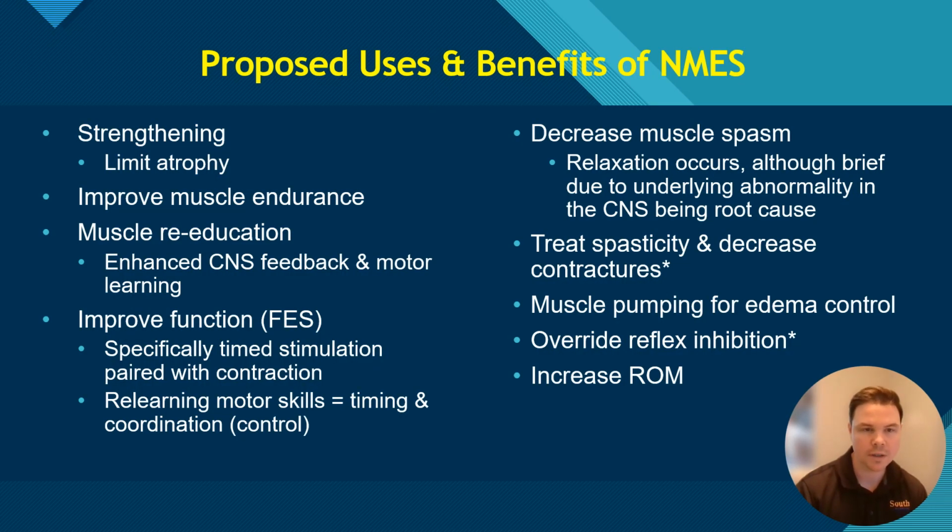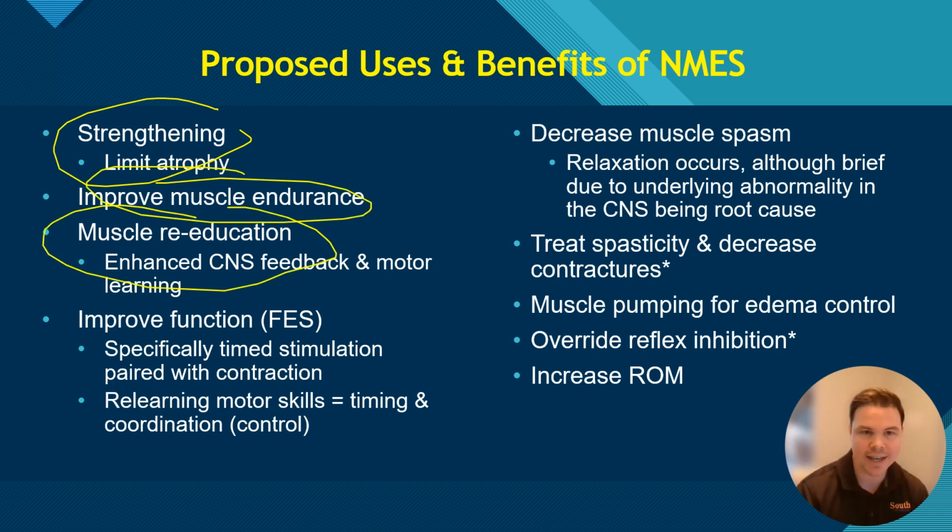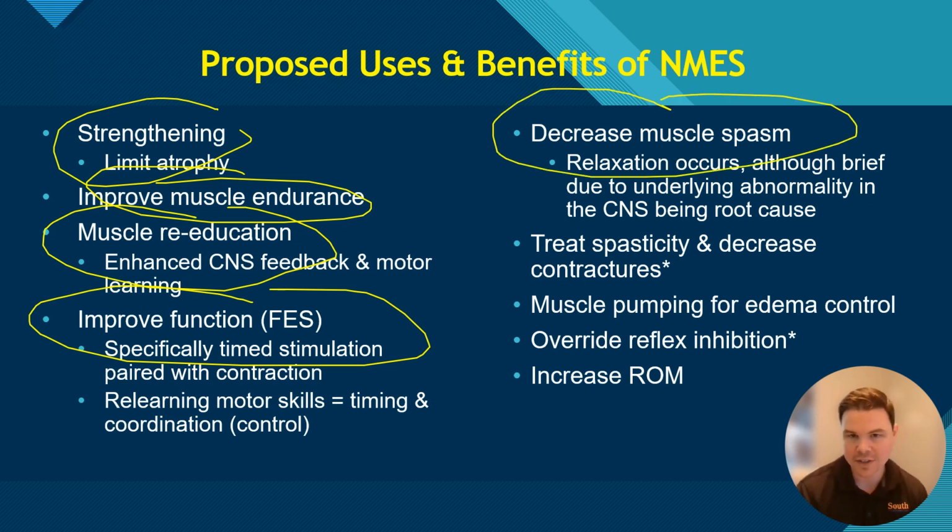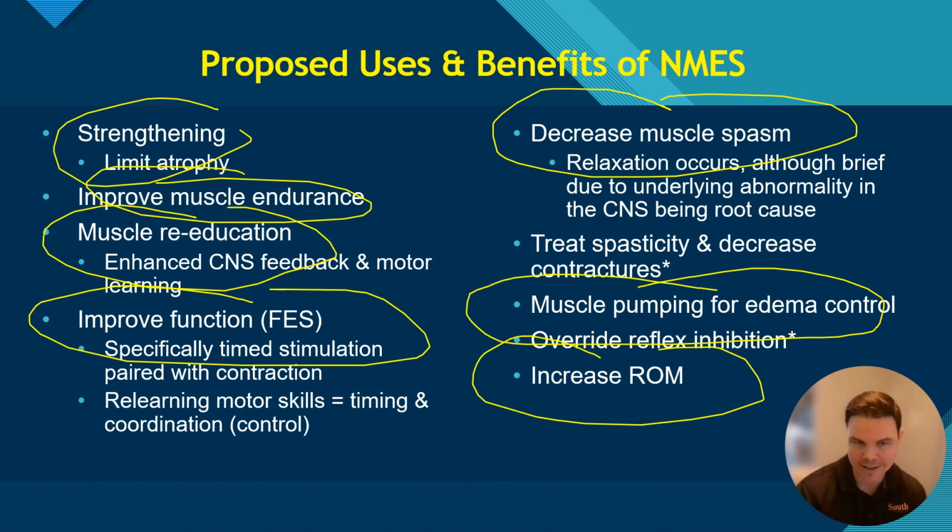Neuromuscular: what are the proposed benefits? This is always something we talk about for every modality. The big thing with NMES is that it typically induces some kind of contraction, so it's going to be contraction-oriented benefits. Through contraction, we can increase strength, improve muscle endurance, re-educate the muscle, and improve general function. We can also work to decrease spasm and spasticity, and address edema control issues through muscular pumping. Also increasing range of motion, but that's only active range of motion, right? It's not going to have an effect on passive range of motion.